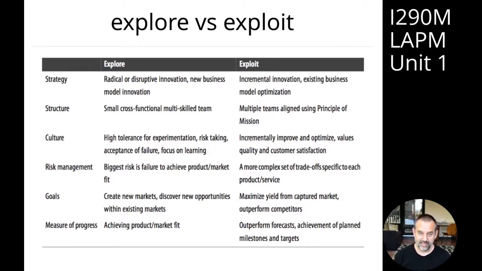Our goals are going to be different. We're going to have a focus on outperforming our competitors, on maximizing our yield. And our risk management approach is going to be very different too. We're going to have a different series of trade-offs that we're going to make. So the point of this is, based on where you are in the adoption curve, all kinds of things change, from how you organize your team, to the culture you try and create, to your strategy, to your goals, to how you measure progress. So that's very important to bear in mind as a product manager.